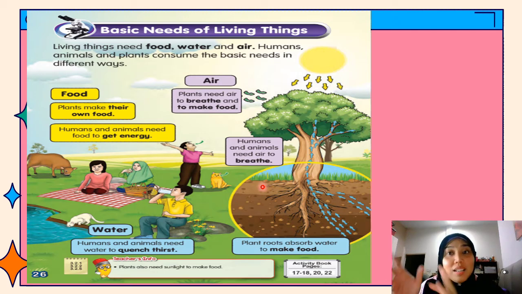Tumbuhan perlukan cahaya matahari untuk hidup. Sebab itulah, kalau mak awak tanam pokok, dia mesti tanam pokok itu dekat cahaya matahari. Kalau tidak ada cahaya matahari, pokok itu akan mati. Awak faham? Okay. Anyway, watch the video so that you can understand more about this. Okay? Watch the video.